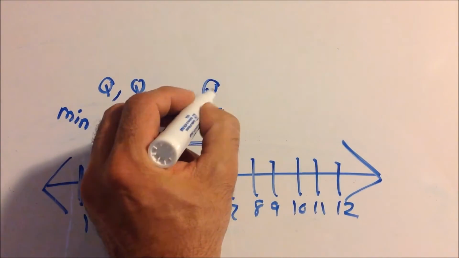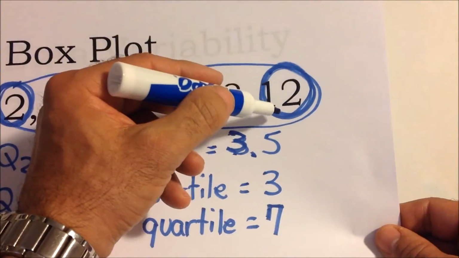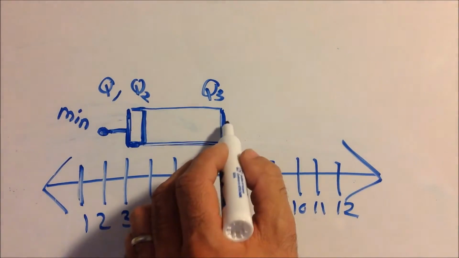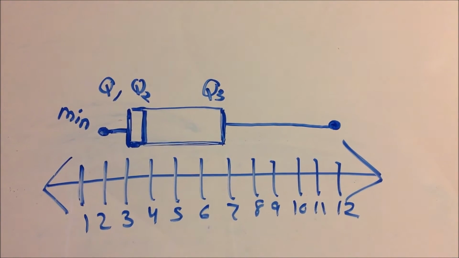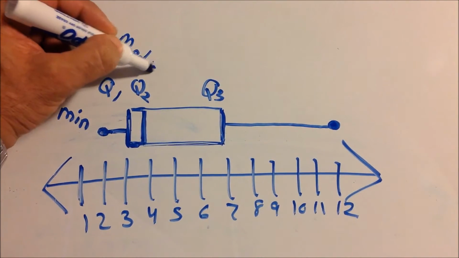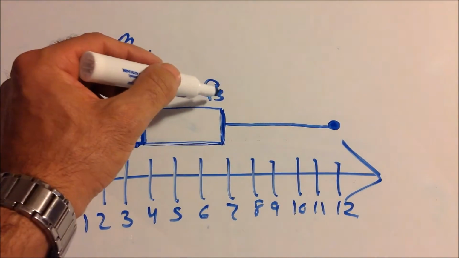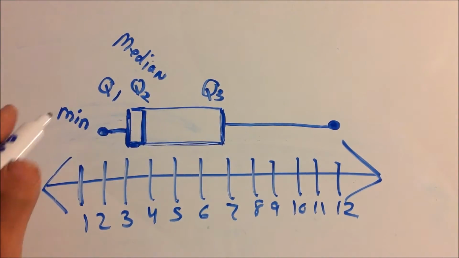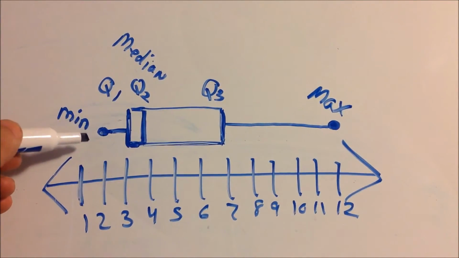And that's Q3. And to finish it off, we need to go to the maximum value, the greatest value, which was 12. So we'll make a line all the way to 12 and put our dot. So now we made our box and whisker, or just our box plot. We have Q2, which is the median. Q1 was the lower quartile, Q3 was the upper quartile, and then we have our minimum and we have our max, or maximum. We have our least value and our greatest value, and that's our box plot.